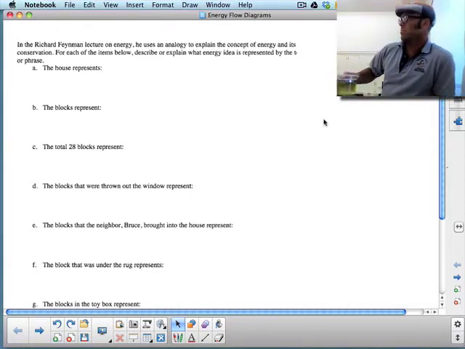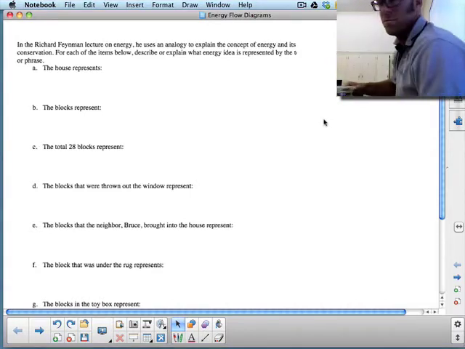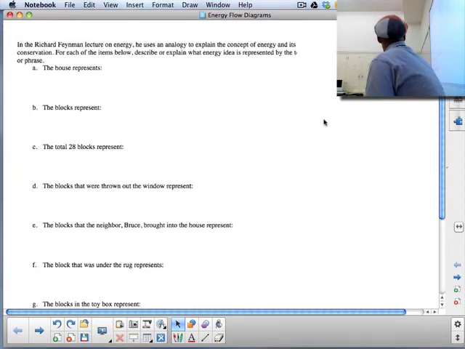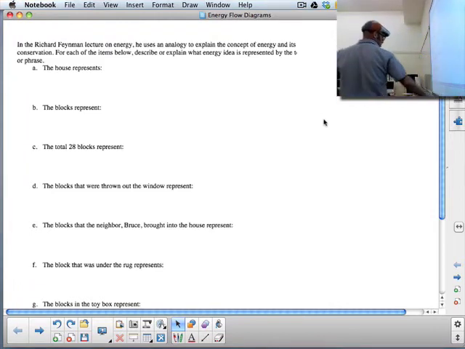In the Richard Byron lecture on energy, he uses an analogy to explain the concept of energy and conservation. For each of the items below, describe or explain what energy ideas are represented by a term or phrase. Cool. So what's the house? It must have got cut off there. Rad. That's a good start.